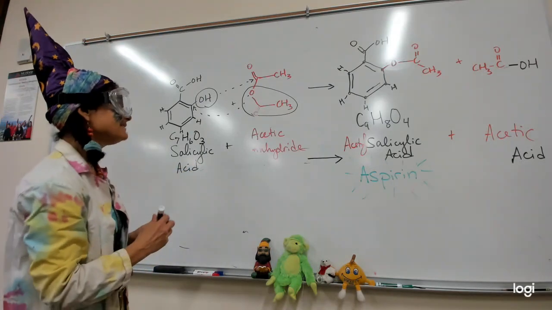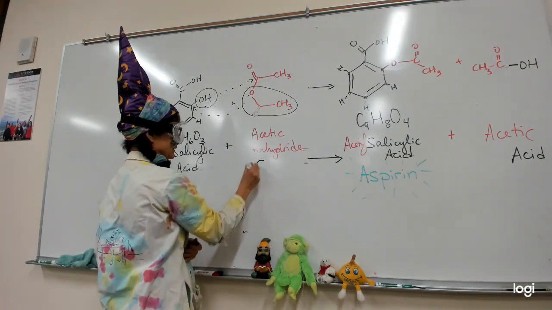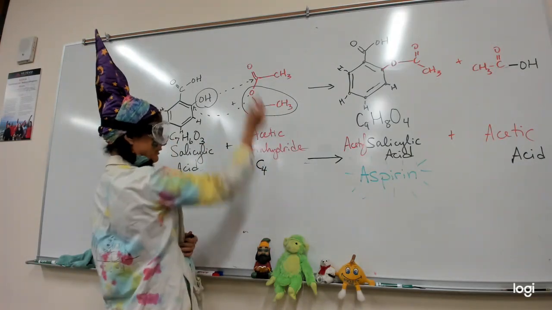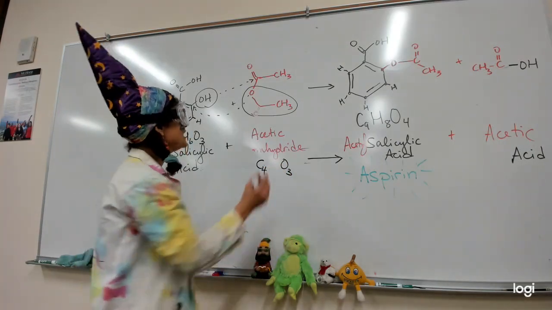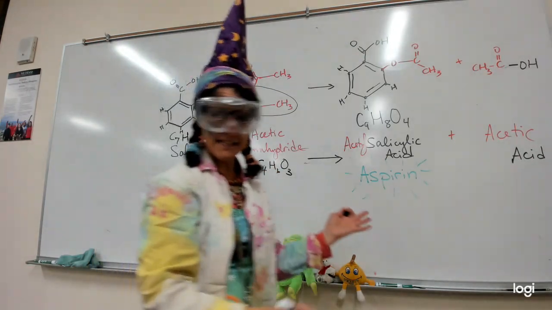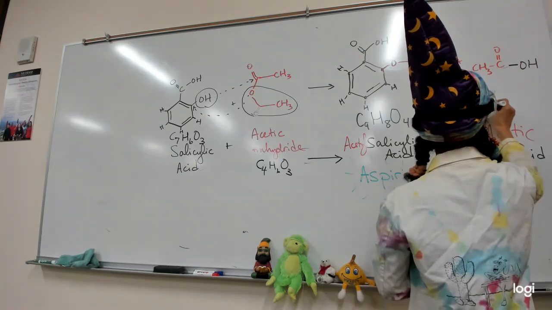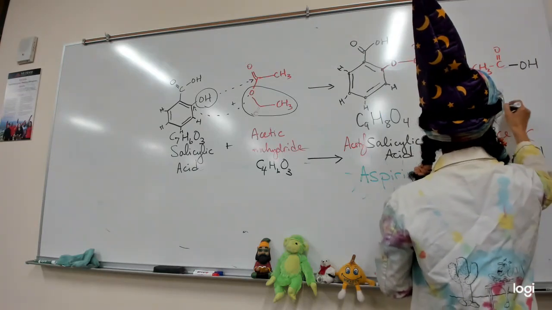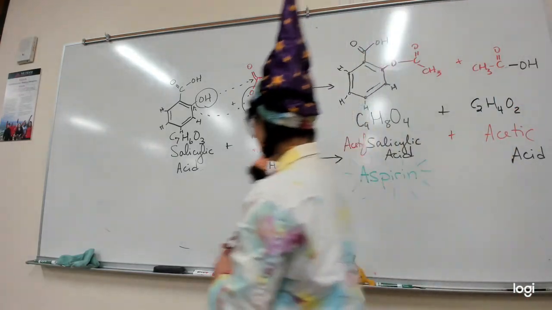Acetic anhydride, we have 4 carbons, 3 oxygens. We show the oxygens last because they're the most electronegative, and 6 hydrogens. And then the acetic acid is just 2 carbons, 4 hydrogens, 2 oxygens.